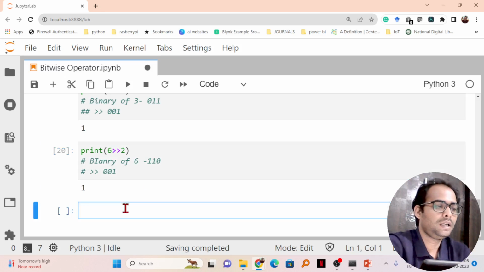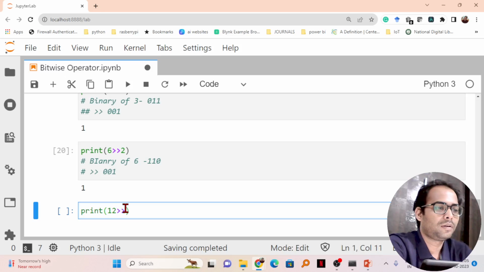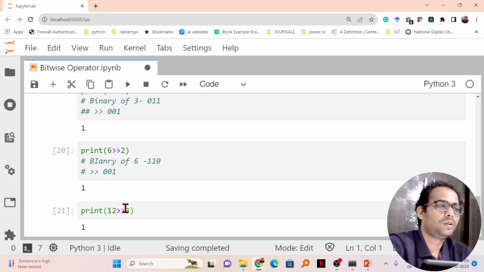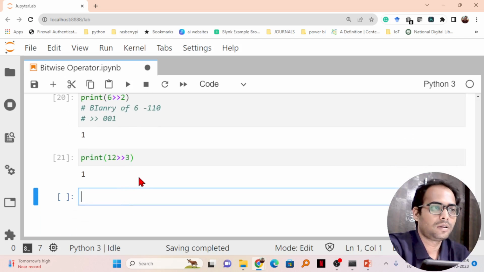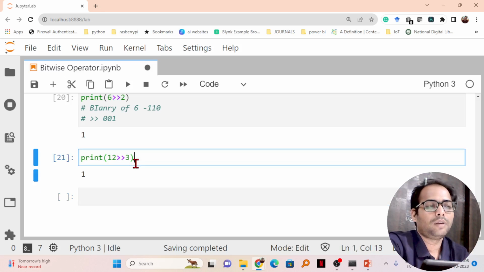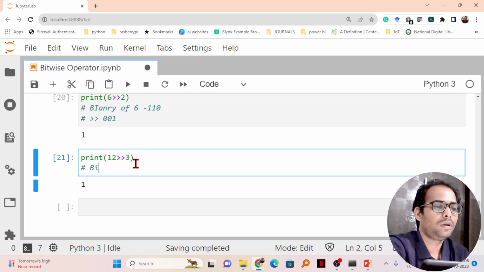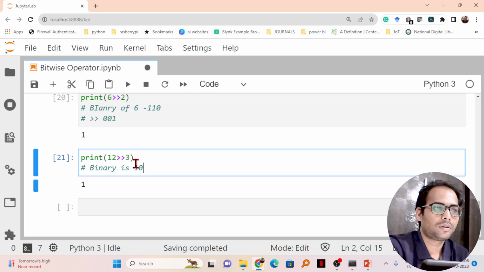Now let us see another example. If I print 12 right shift 3, the answer is becoming 1. This is also the same scenario. 12 in binary is 1 1 0 0. If you shift the value by 3, these 3 values will be diminished and 3 zeros will be added. So that's how it becomes 1 here.